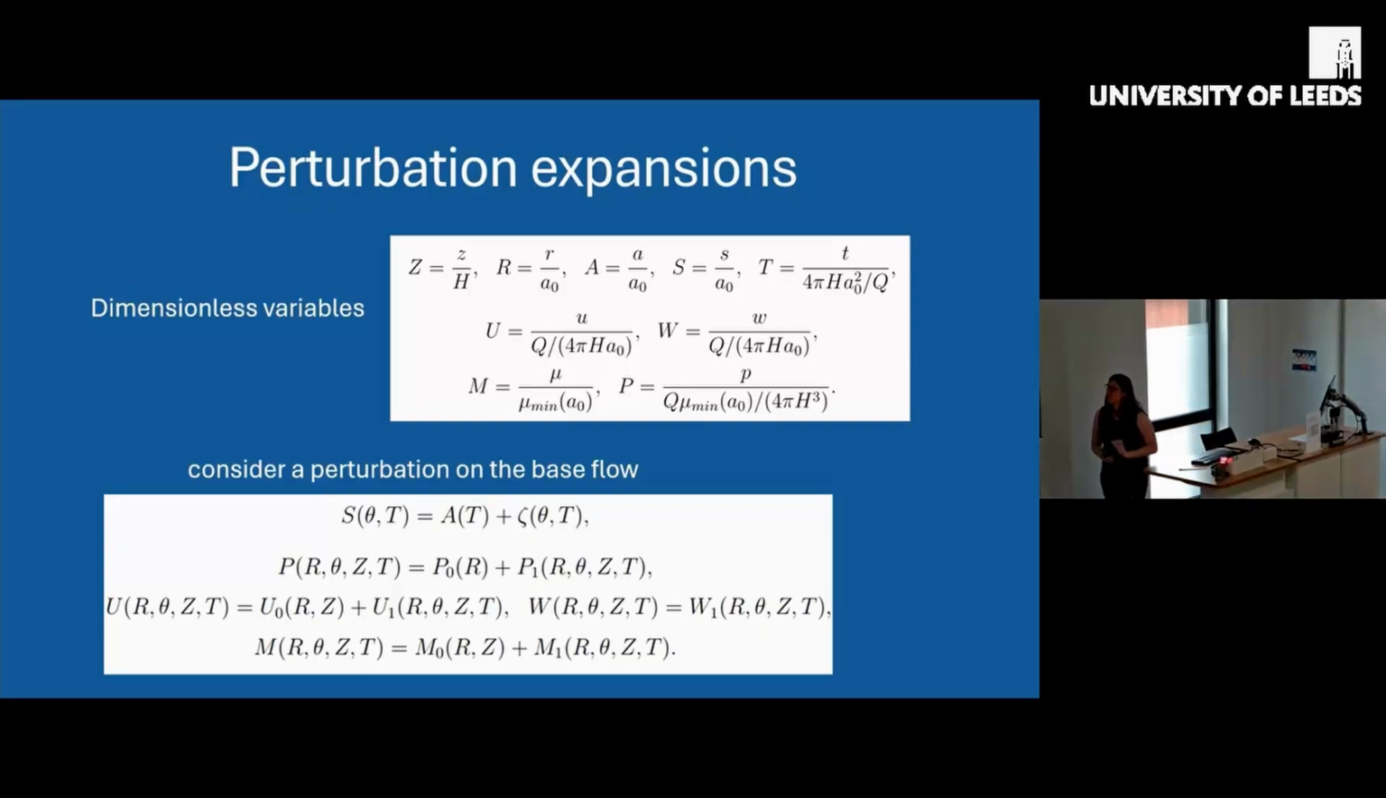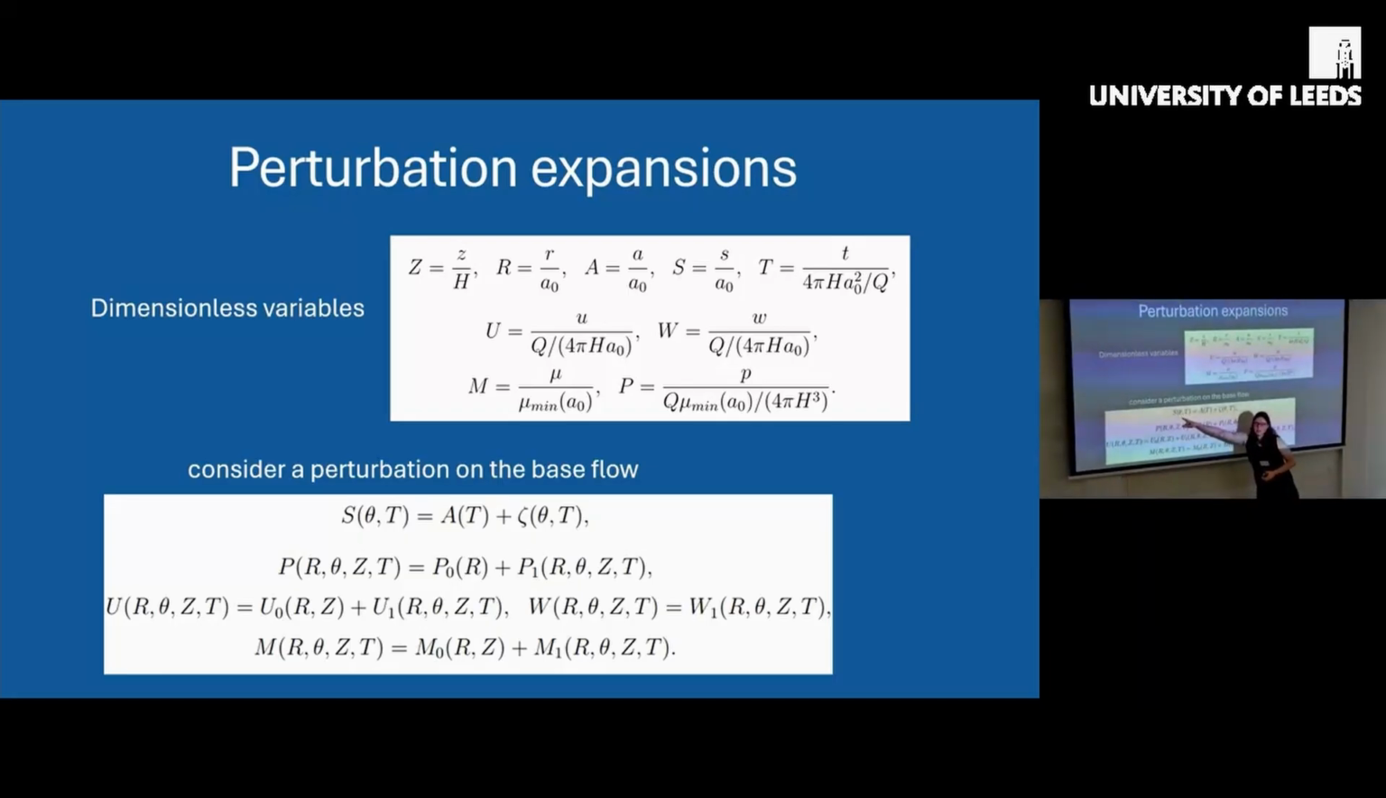Before this, it's always good to non-dimensionalize, which makes your life quite a bit easier. You can also see what groupings of parameters are important. I'm not going to go through all of this. What I want you to remember is that this capital S denotes the position of the interface between the two fluids. That is equal to the dimensionless base flow A of T, where it's just spreading as a circle, plus some perturbation zeta. We do the same for the pressure and all the velocities, and this here is the viscosity that we also need to perturb.